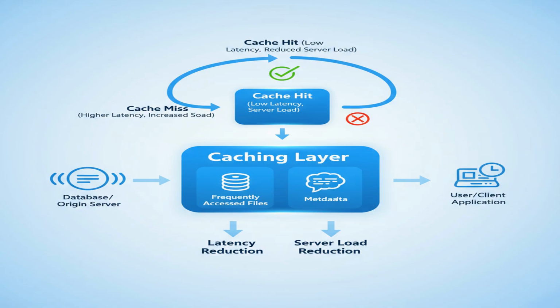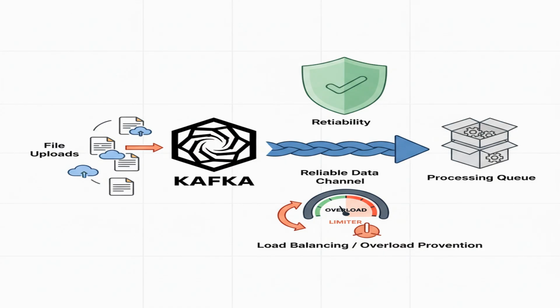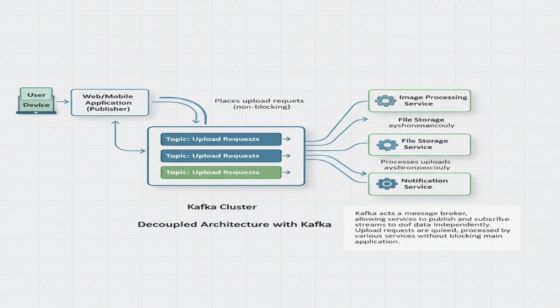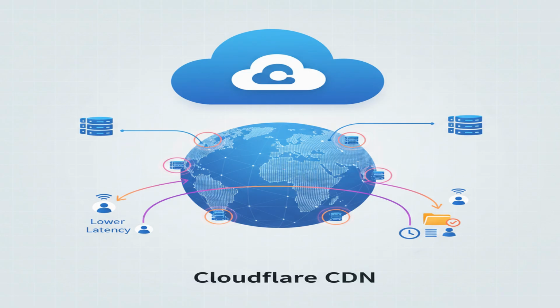To further optimize performance, consider implementing a caching layer. Caching frequently accessed files or metadata reduces latency and server load significantly. Asynchronous processing is vital. We use message queues like Kafka to handle file uploads, ensuring reliability and preventing overload. Kafka enables decoupled architecture. Upload requests are placed in the queue, then processed independently. This prevents blocking the main application.